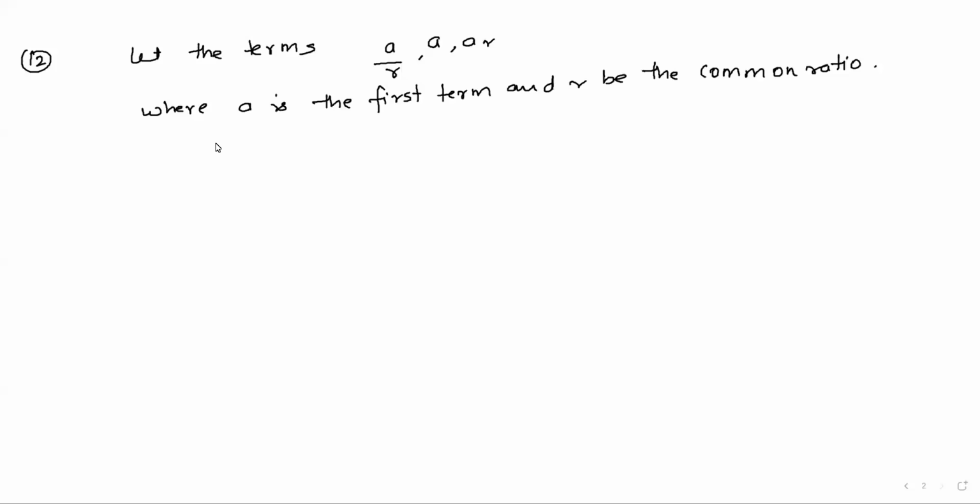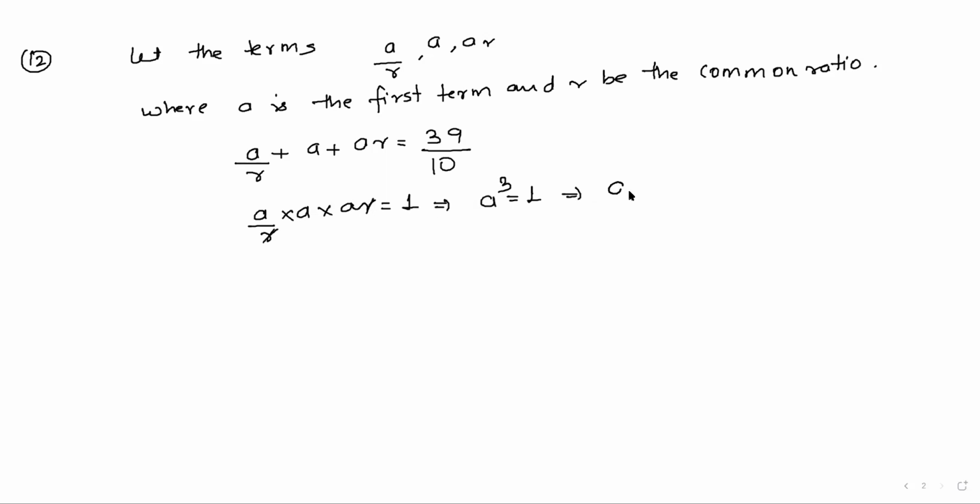As per the question, the sum of first three terms of a GP, A by R plus A plus AR, is equal to 39 by 10. And the product is 1. So A by R into A into AR is equal to 1. R will cancel out, and we will get A cube equal to 1. From this, A is equal to 1.